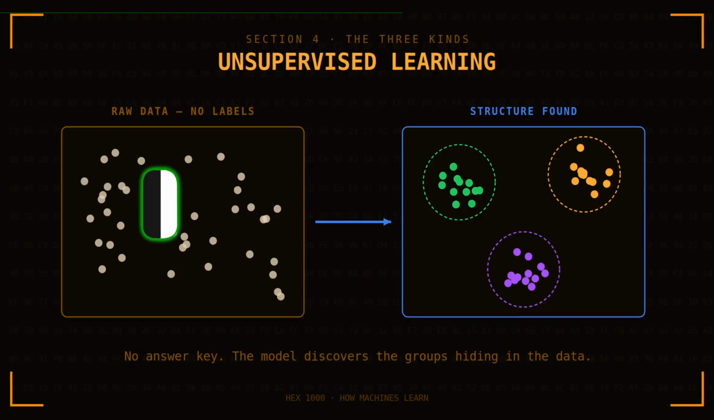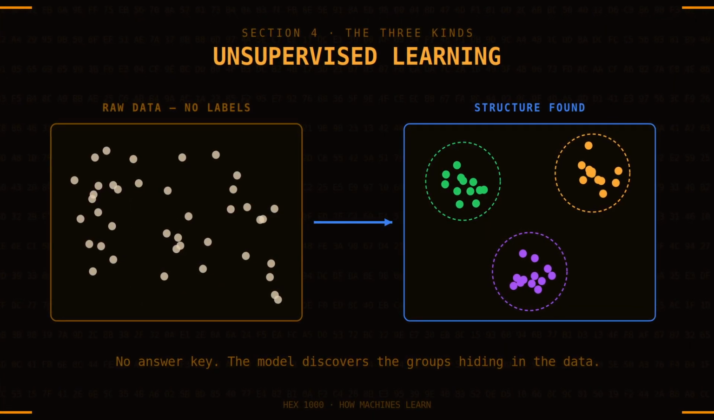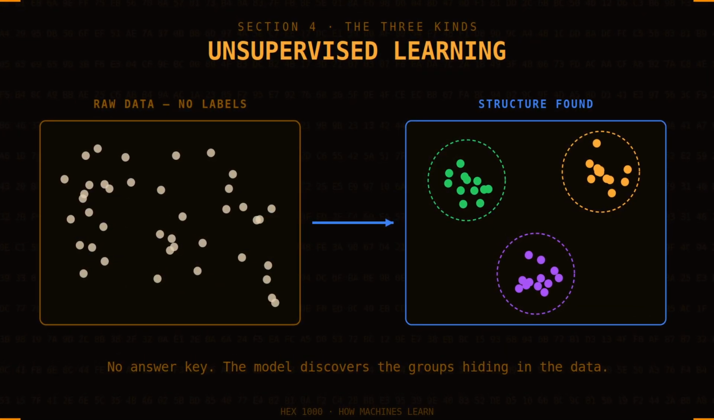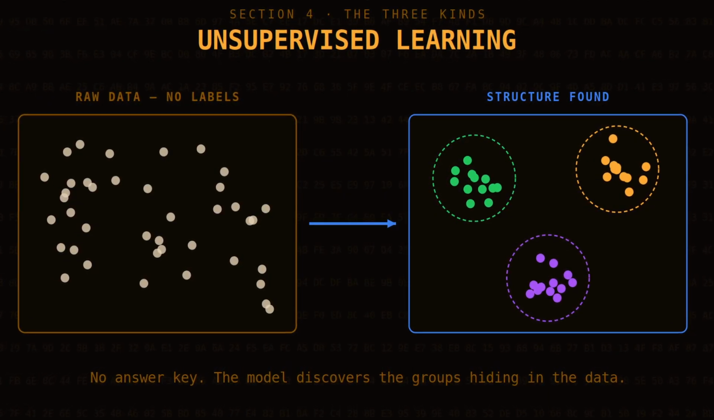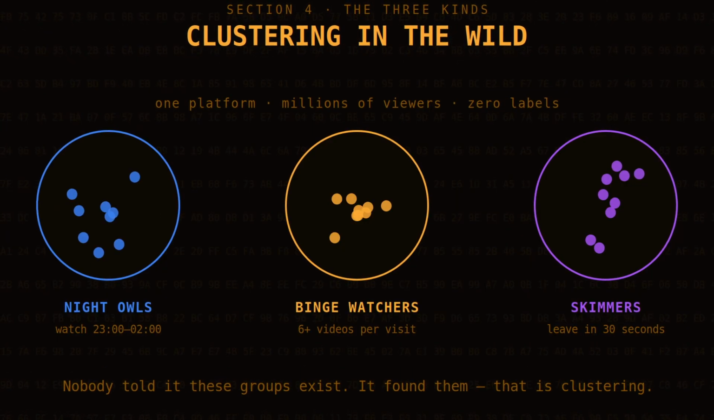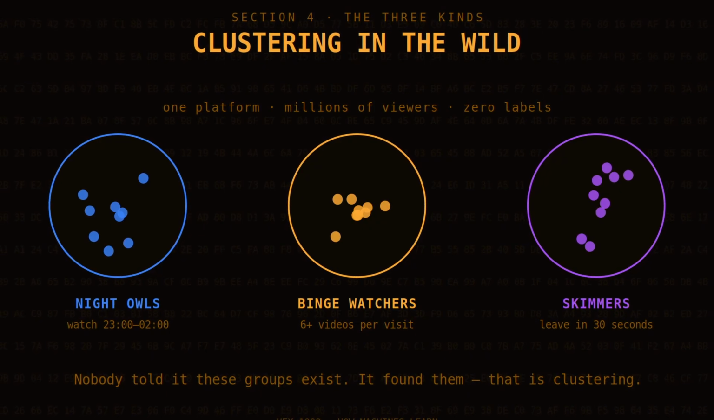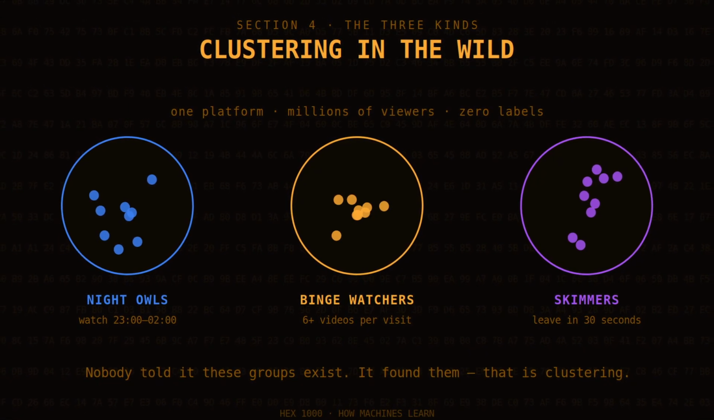The second kind is unsupervised learning. Here, the data has no labels at all. You just hand the machine a giant pile of data and ask it to find structure on its own. No correct answers, no teacher. The model's job is to discover patterns, groupings, or hidden relationships that you didn't tell it about.